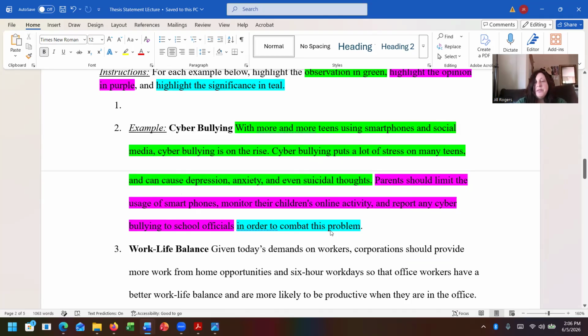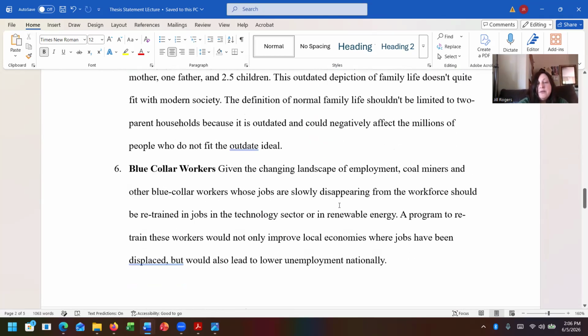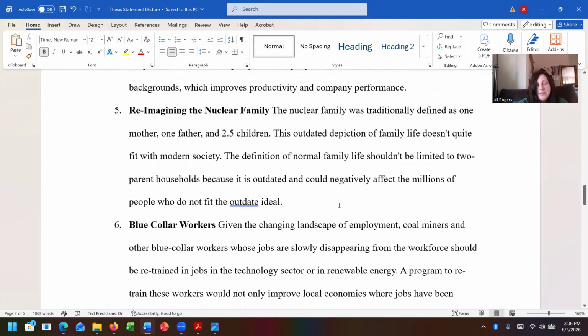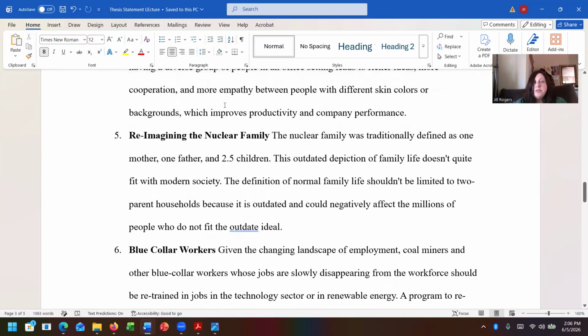So, okay, please go through the rest of these examples and find the observation, opinion, and significance. You can check your answers with the next page, okay? Because the next page is done for you. Okay, so once you feel that you're comfortable with what a thesis is, please take the thesis quiz. Okay, thank you very much.